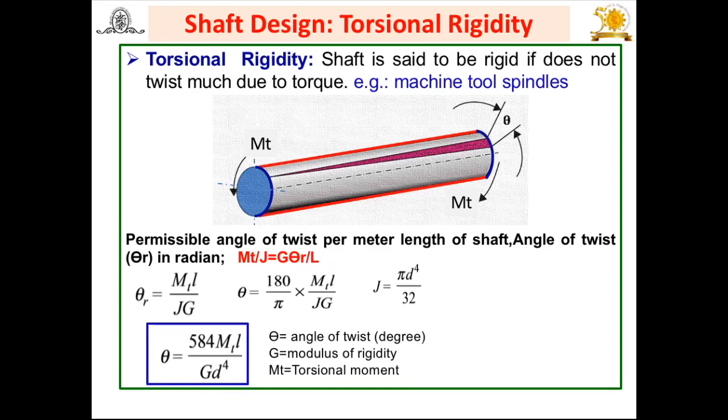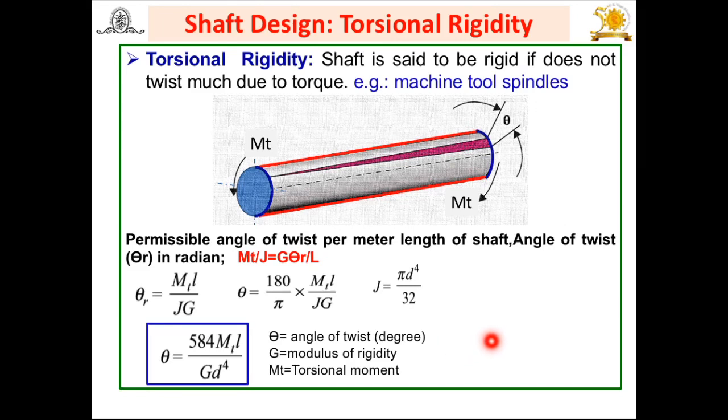So what is the limit? Now here the permissible angle of twist, theta, for machine tool application is 0.25 degree per meter length, and for line shaft it's 3 degree per meter length is the limiting value, and G is the modulus of rigidity. For steel generally its value is 79,300 newton per mm square.